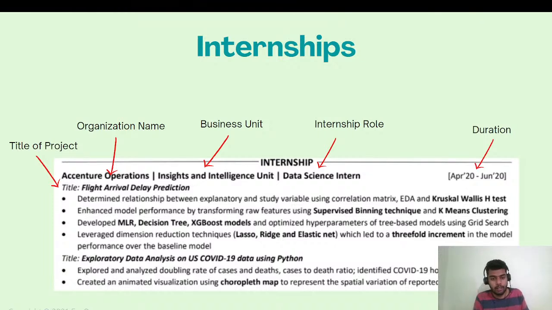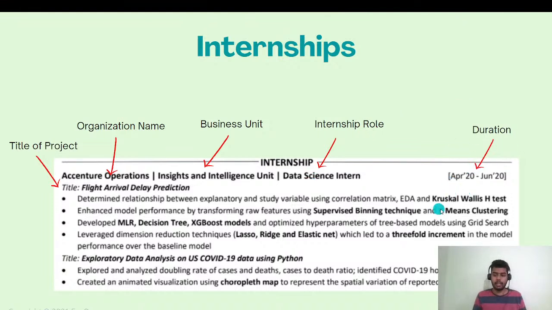Maybe someone is in the business intelligence unit, or any other unit can be there for your project or for your organization on which you are working. But if you don't have any such unit, you can just exclude this part, you can remove it completely. So: organization name separated by a vertical bar, business unit, then a vertical bar, your internship role, maybe data science intern, data analytics intern, machine learning intern, research intern, whatever you are, you can list it out. And then you can write the duration.